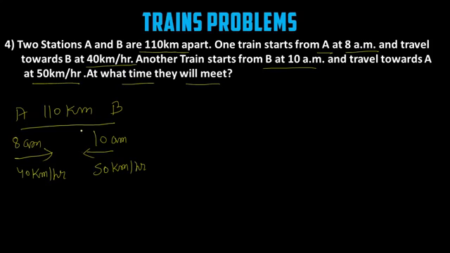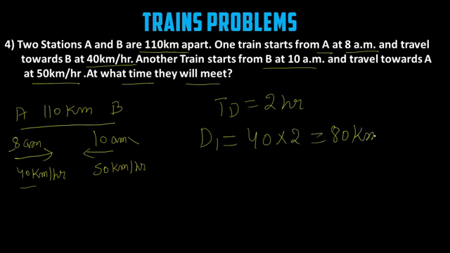Now in the previous question, friend, both the trains started at the same time, but in this question one train starts at 8 am and the second train starts at 10 am. So first we have to make the time equal. There is a time difference of 2 hours between the two trains, that is 10 minus 8 is 2 hours. The first train is moving at the speed of 40 km per hour. So the distance traveled by the first train is 40 into 2, that will give us 80 kilometers. It means before 10 am, A has already covered 80 kilometers.